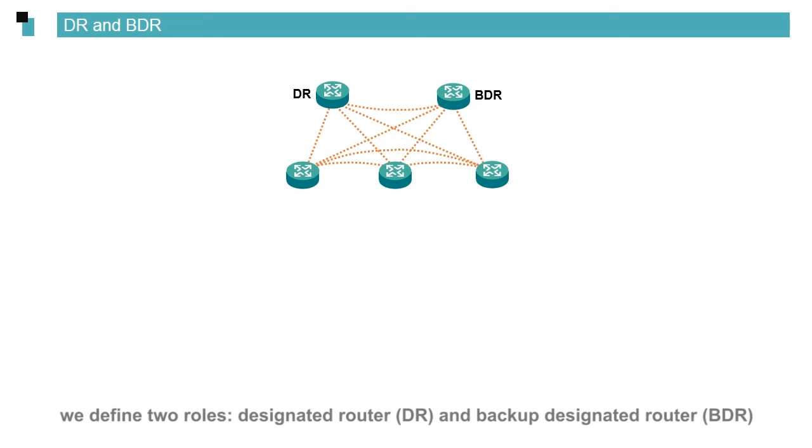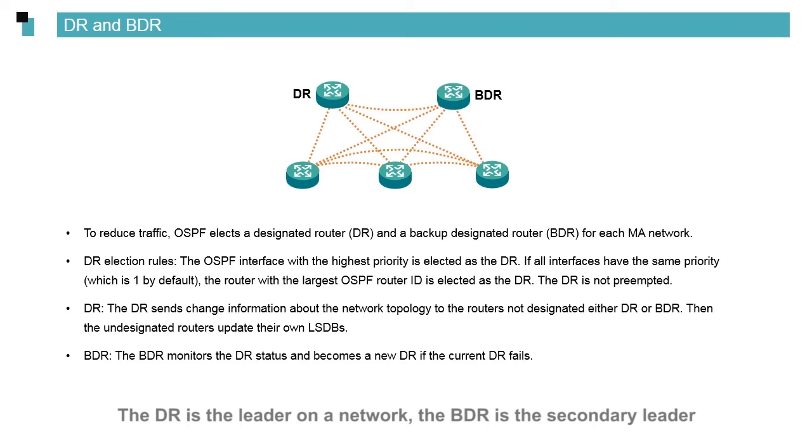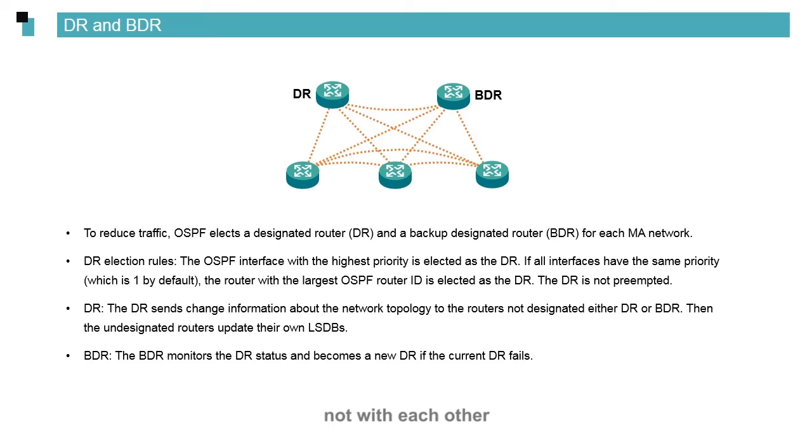Therefore, we define two roles: designated router (DR) and backup designated router (BDR). The DR is the leader on a network. The BDR is the secondary leader, and the other routers do not have a defined role. The others establish neighbor relationships only with the DR and BDR and not with each other. This greatly reduces the number of neighbor relationships and also reduces the number of LSAs to be flooded on links.